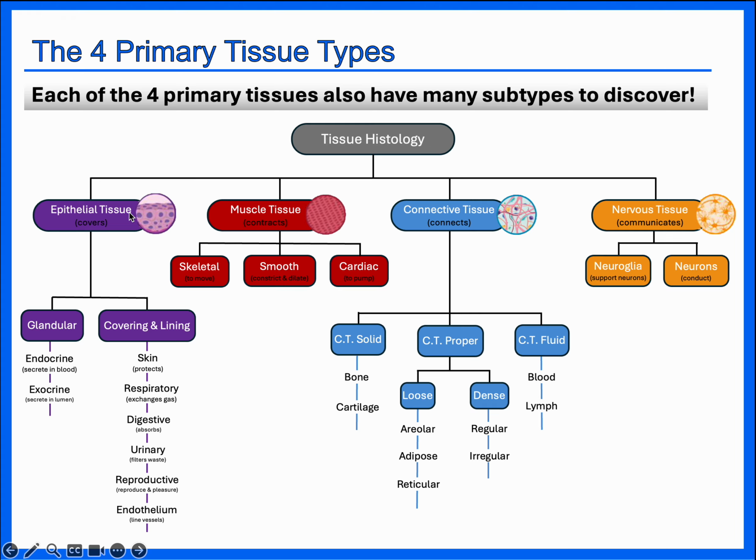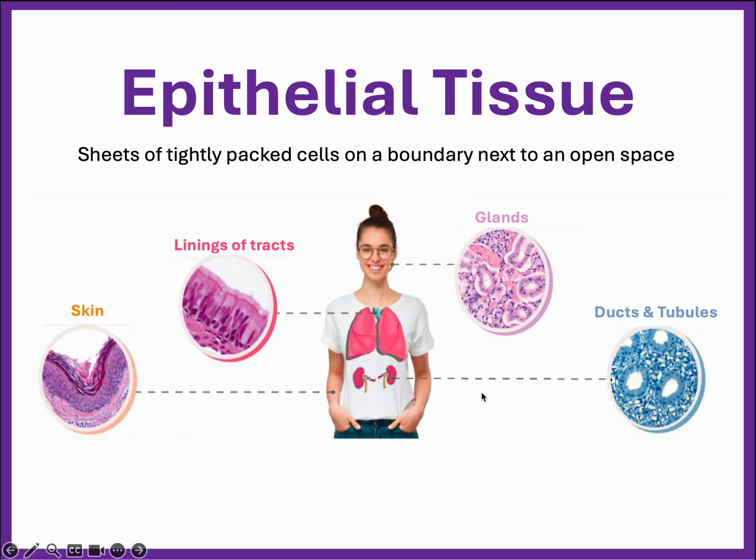All I want you to do is for each of these tissues to think of one verb. If it simplifies it in your head, think of one verb of what their function is. Epithelial tissue, epi means on top, so the verb I want you to think of is covers. Epithelial tissue covers things. Muscle tissue contracts. Connective tissue connects things together. Nervous tissue communicates things. And we're going to go through each of these and their subtypes.